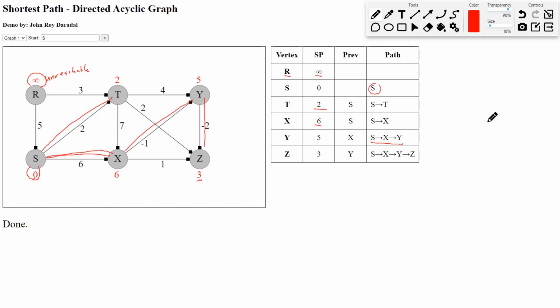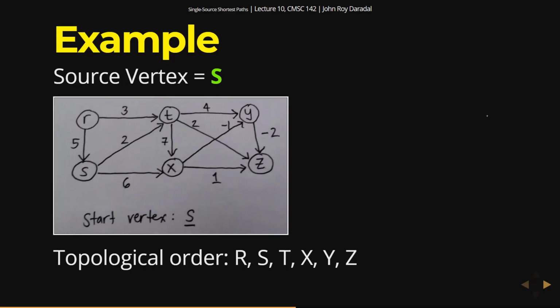So again, how did we get these paths? We just followed the backtrace for previous, right? For example, here, you have T, previous S, then S, previous null, so that we have T, S, then null, so S to T. Then for this one, X, S, null, so X, S, then null. Then for this one, Y, X, then X, S, so we have Y, X, S. And then for this one, Z, Y, Y, X, X, S, so they have Z, Y, X, S here in reverse order. So that is your directed acyclic graph using topological ordering, and then we'll relax each edge in that order. Okay, so that's it.